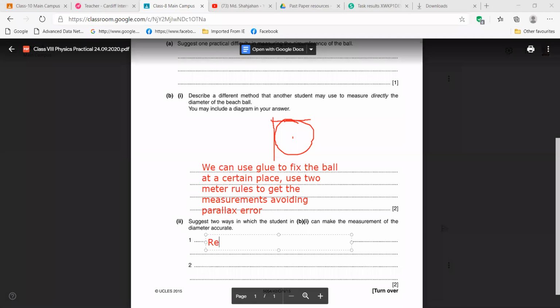So you write here: repeat measurements several times and then take the average. It's really great, Lamisa. Then next, any more ideas?